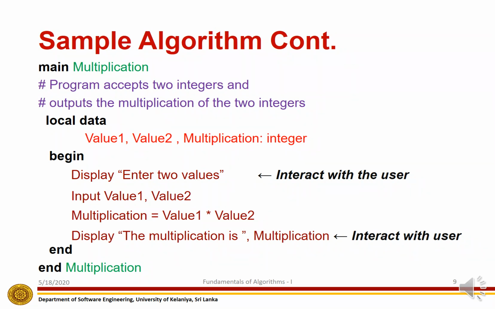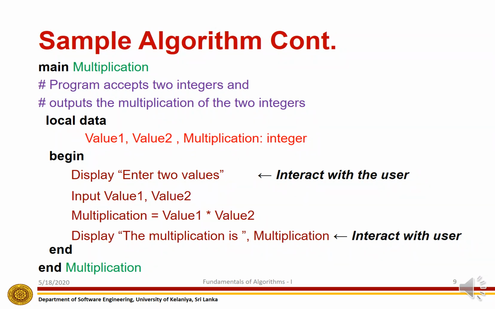What is the difference between the earlier algorithm and this algorithm? In the earlier algorithm, it did not interact with the user. We just gave the two numbers and got the multiplication. But here, first we got the input from the user, got the multiplication and displayed the results to the user with a message.